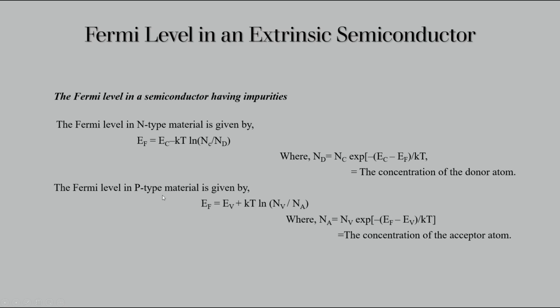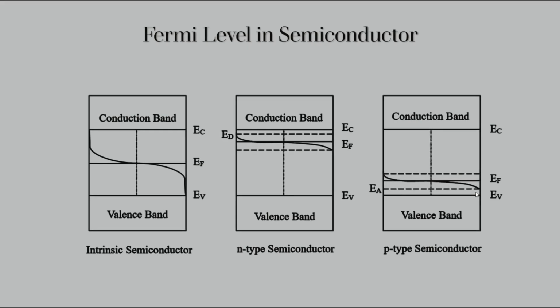And similarly, the Fermi level of p-type material is given by Ef equals Ev plus kT ln Nv by Na, where Na is Nv e to the power minus (Ef minus Ev) divided by kT, which is the concentration of acceptor atoms. Okay, so now, as we can see here from the diagram, in case of the intrinsic semiconductor, we have the Fermi level in the middle. Now in case of an n-type semiconductor, what will happen? This Fermi level will slightly move up because we are doping the semiconductor with more electrons.